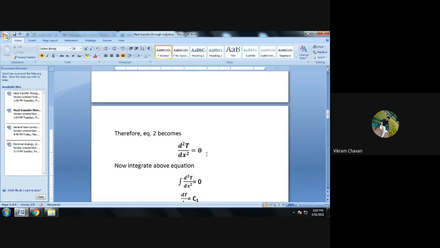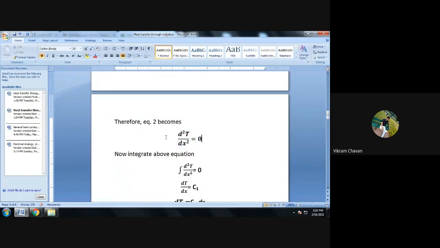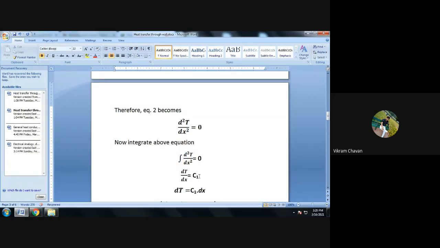Now further, what we have to do? We have to integrate that equation. After applying the integration, because we are integrating only one time, the first derivative will be removed; one integration and one derivative cancel each other. We get the equation dT/dx equal to C1. After applying the integration, one constant is added, and that is equal to C1.